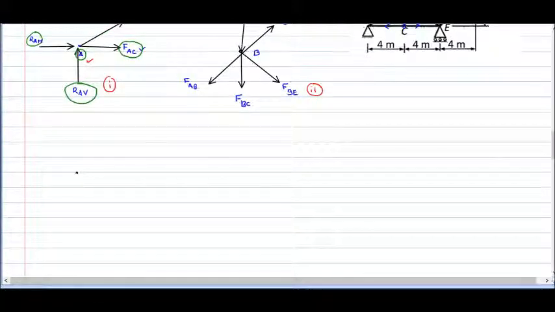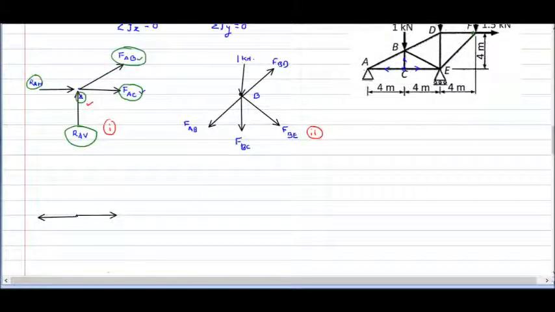Point C and forces acting at point C, external forces as well as the forces in members. So force in member CE, force in member AC, and what else? Force in member BC. All forces we should show away from the point. So at this particular point there are 1, 2 and 3 unknowns, whereas in our first case there are only 2 unknowns. It means the first option is better for the selection.